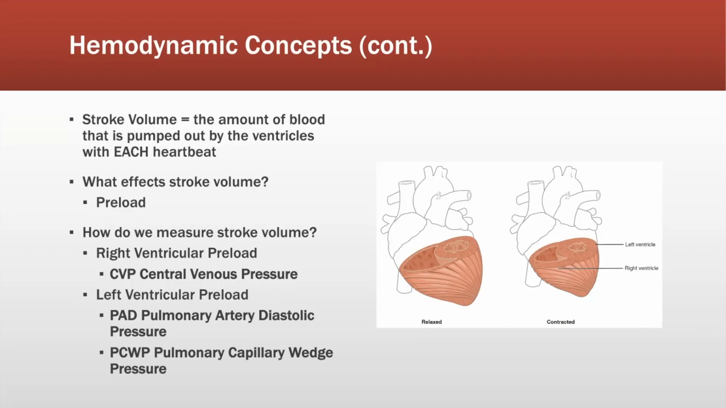Stroke volume is the amount of blood that is pumped out by the ventricles with each heartbeat. So what are things that affect this amount of blood? That would be our preload, or the amount of volume that is going into our heart that will then be pumped out with each heartbeat. So how do we measure this? There are different ways to do this. On the right ventricular preload, we measure that by our CVP. That's something you are probably pretty familiar with already. And then on the left side, we have our PAD or PCWP, which is our pulmonary artery diastolic pressure and our pulmonary capillary wedge pressures. We'll get more into the actual values of these moving on into the lesson here.